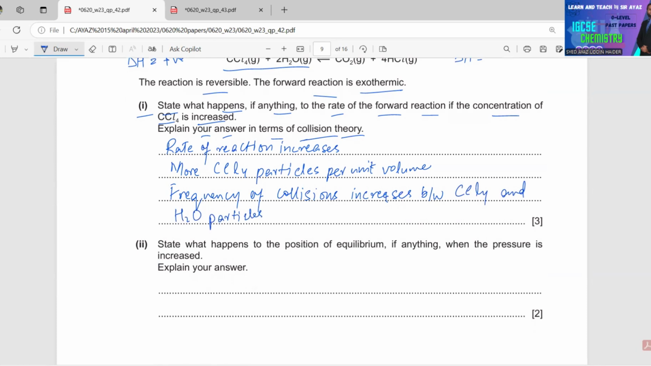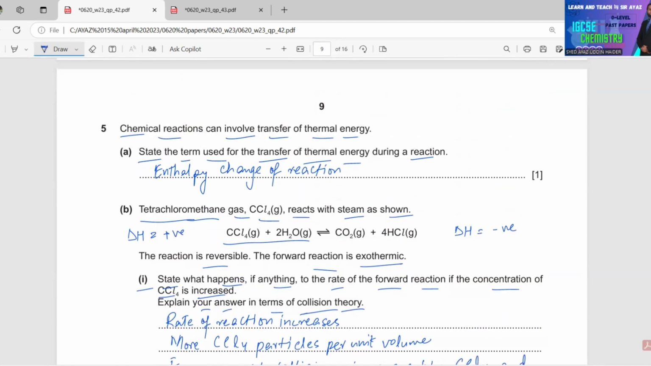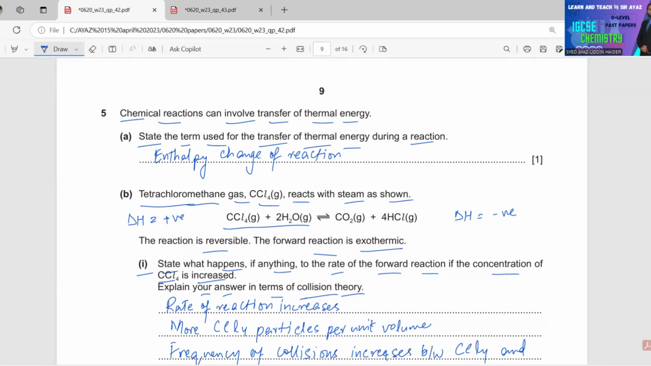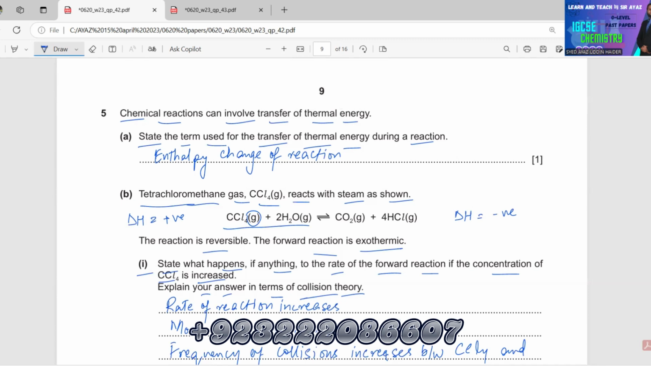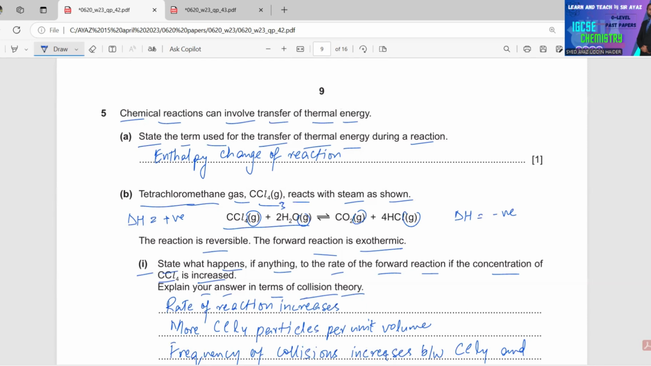Number 2, state what happens to the position of equilibrium, if anything, when the pressure is increased. Explain your answer. Now they are asking about the position of equilibrium. So let's count the number of moles of gases. All of them are gases here, both on the reactant side and the product side. On the reactant side, 1 plus 2, there are 3. And on the product side, there is 1 plus 4, 5.